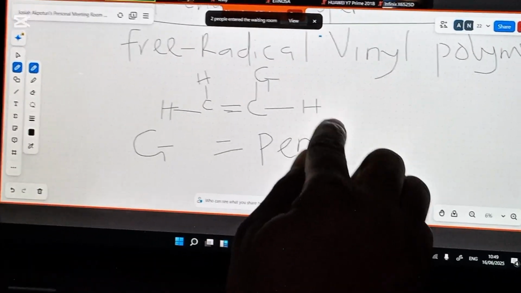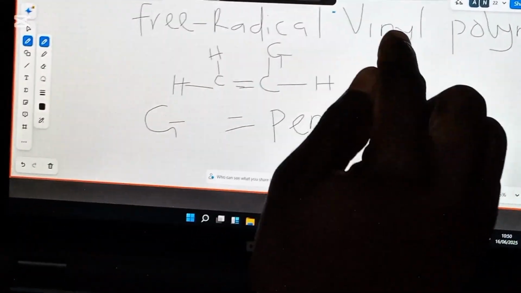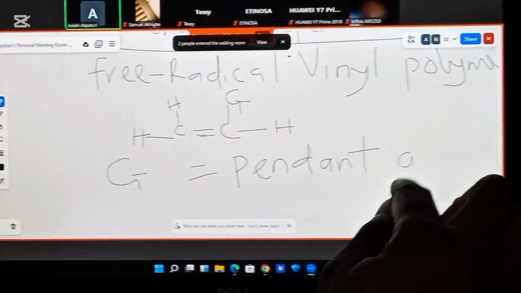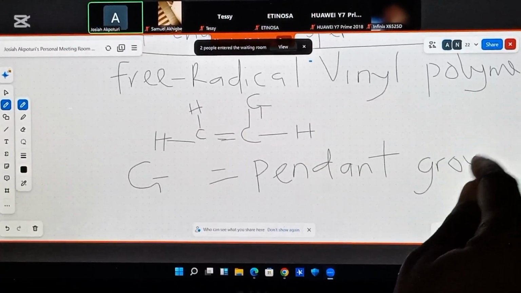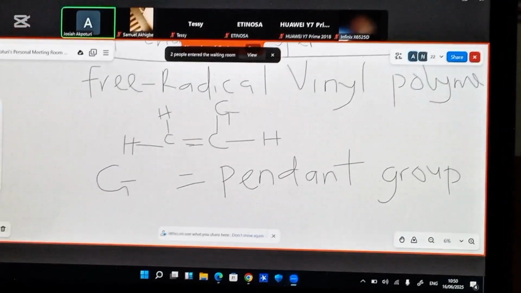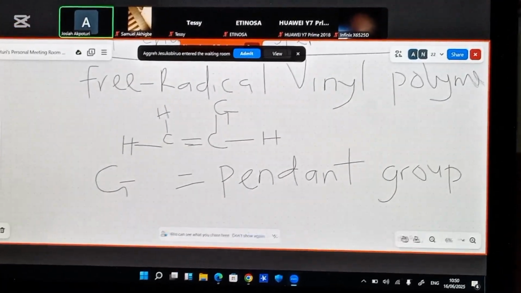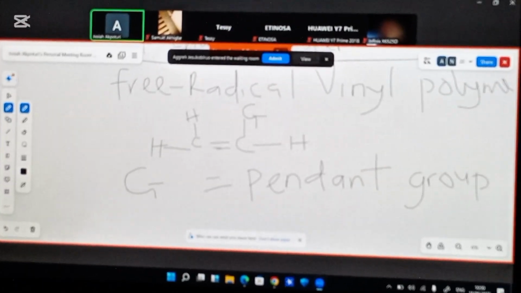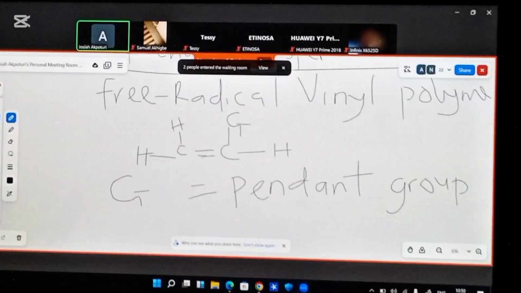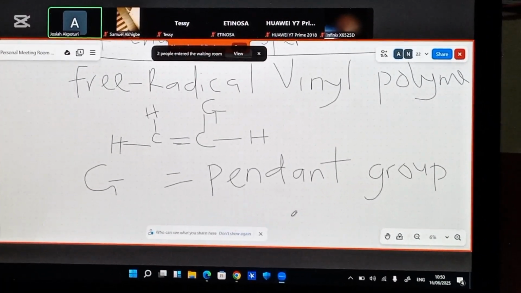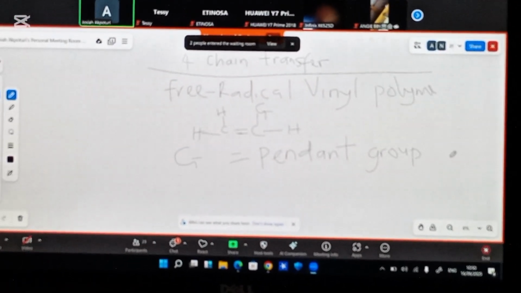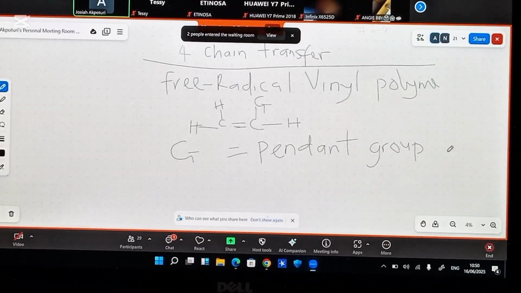Many of us know what a pendant is. Pendant group. The spelling of pendant is on the board. G is the pendant group. So the pendant group defines the monomer.